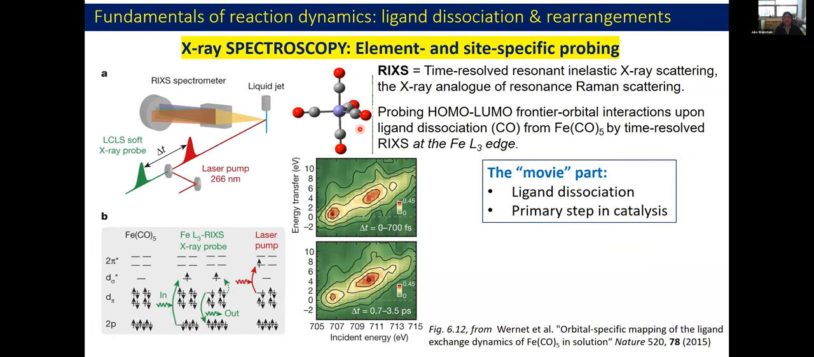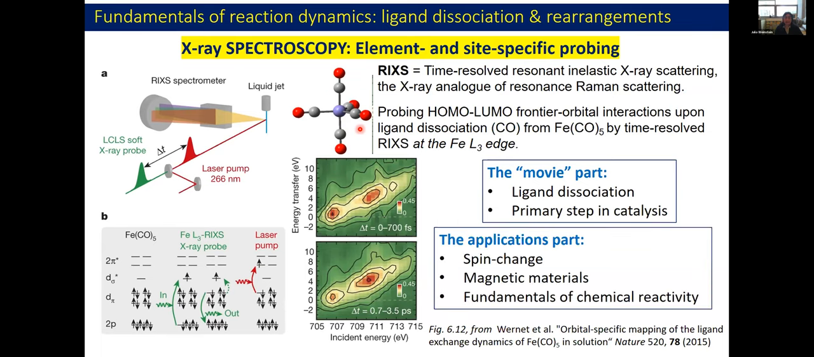So in the movie part, we see ligand dissociation. Again, it's linked to primary steps in catalysis. And in the applications part, you can look at spin change, magnetic materials, fundamentals of chemical reactivity. Again, how fast, which steps, and you can map these very primary steps in, for example, catalysis.